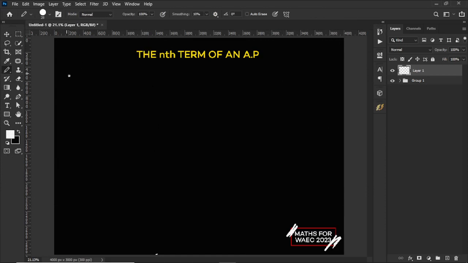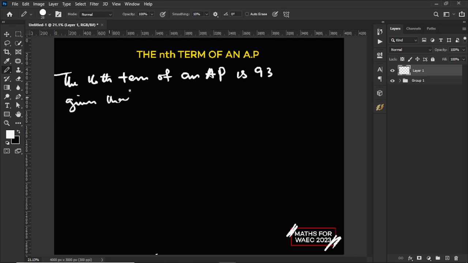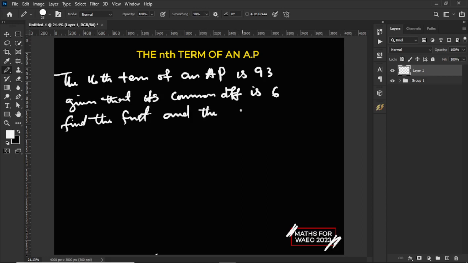Example 2. Take down. The 16th term of an AP is 93, given that its common difference is 6. Find the first term and the 28th term.